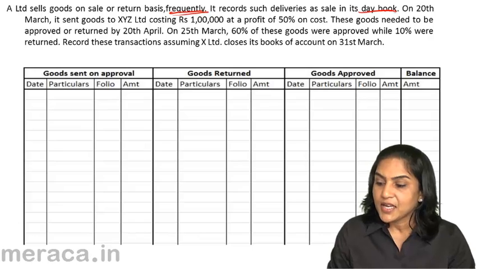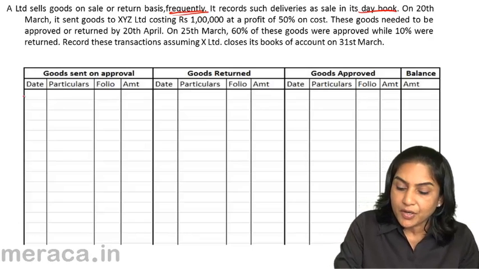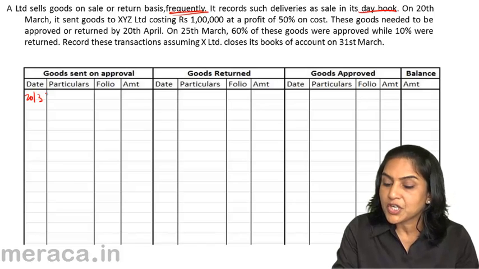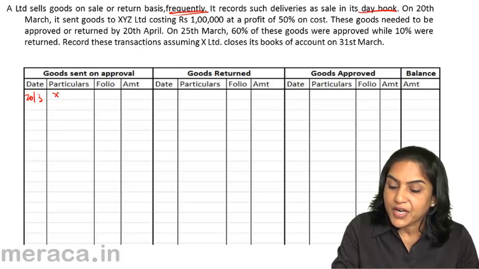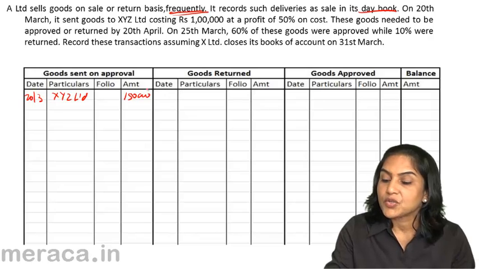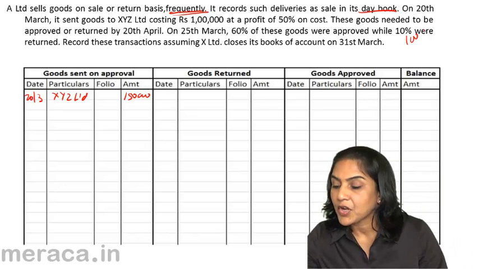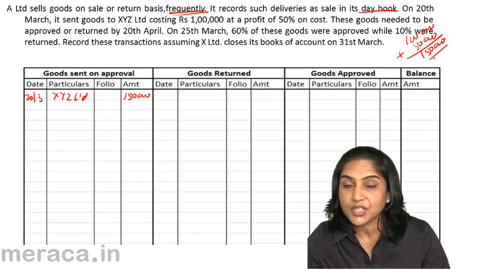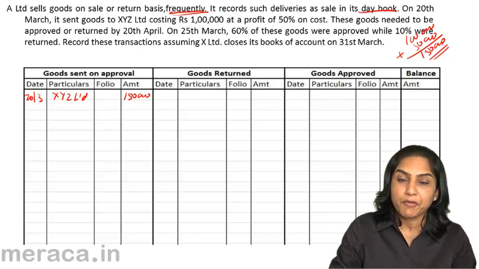So in this case, the moment goods are sent on approval on 20th March, we record it in the first column, goods sent on approval. We put the date, the name of our customer, and put the amount. The amount would be 1,50,000. It is 1 lakh cost plus 50% profit, 50,000, total of 1,50,000. The computations were done before too.